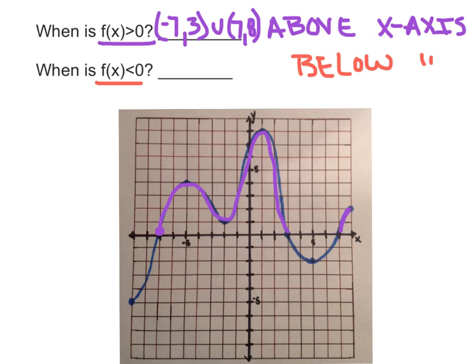We're saying from negative 9 up until negative 7, negative 9 comma negative 7, and then from positive 3 until positive 7. x equals 3, x equals 7, that's when it's below. And remember, negative 9 represents the starting point of that interval, and negative 7 is the ending, 3 is the start, 7 is the ending point.